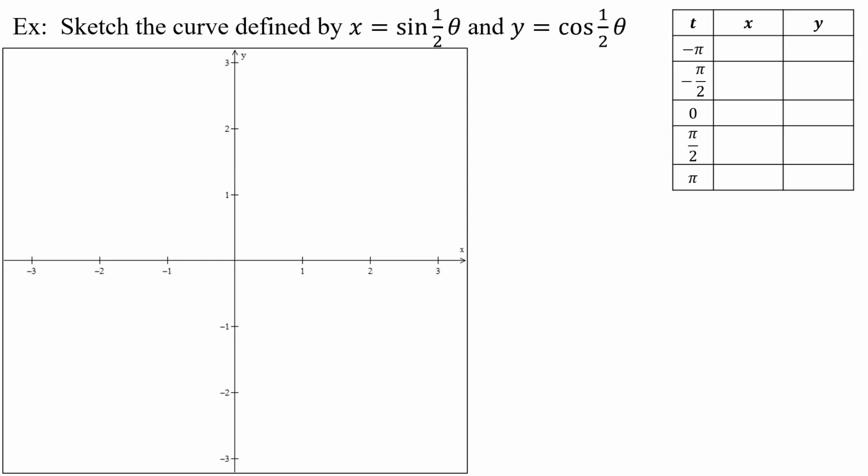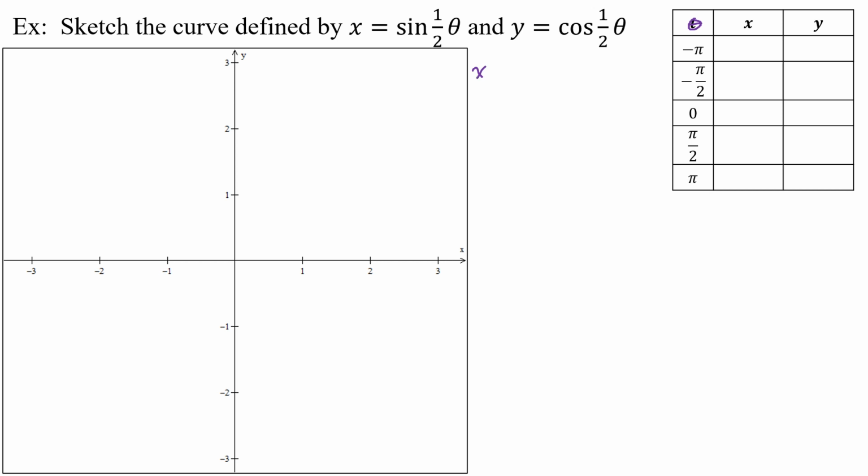Let's do one with trig in it. So here we're going to sketch the curve defined by x equals sine 1/2 theta and y equals cosine 1/2 theta. And we're just going to plug in here, we're going to use values in multiples of pi for time because of the sine. And instead of a t, we actually have a theta in there. So if you would like, you could change this to a theta on the notes. So we're going to let theta be negative pi, negative pi over 2, 0, pi over 2, and pi, and plug them in. Very much like what we've been doing.